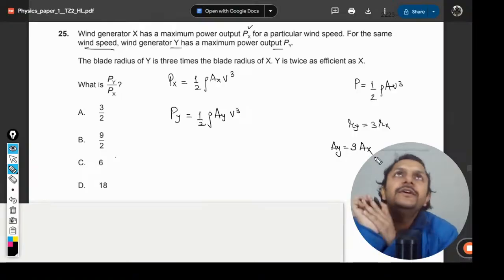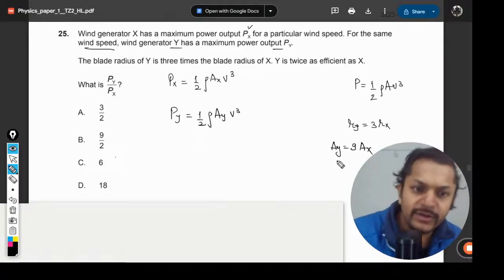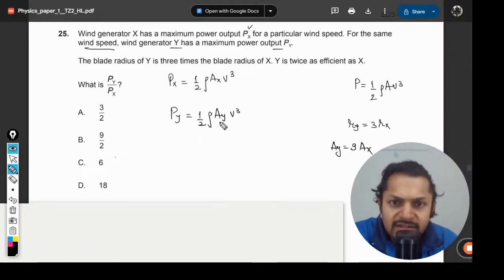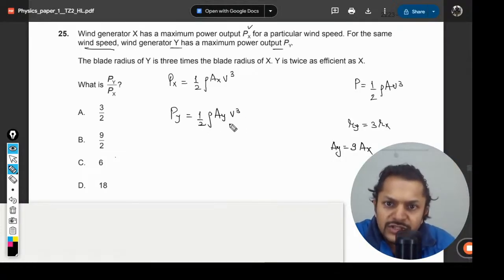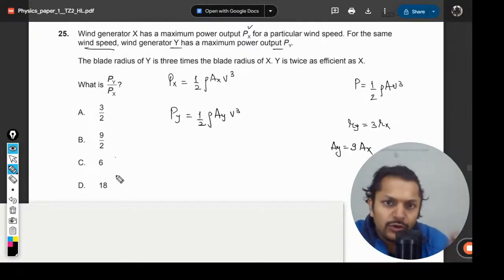Am I correct? Pi R square. And so the radius is 3 times. Yes, AY will be 9 times AX. So that is clear. And V cube is here. So this is definitely 9 times. But we will not be jumping to the conclusion as of now.